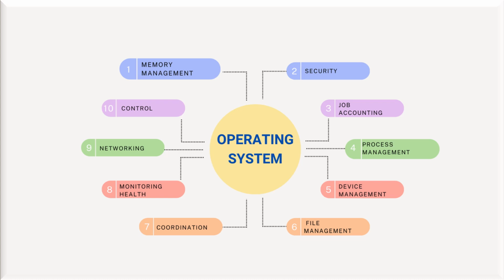Now, in short, when we talk of the functions of the operating system, these are some of the things that we have just talked about: memory management, security, job accounting, process management, device management, file management, coordination, monitoring health, networking, control. So all these are the functions of the operating system. So you can see the operating system has a lot of work to do. That's why it's called the main program or the main system in your computer.